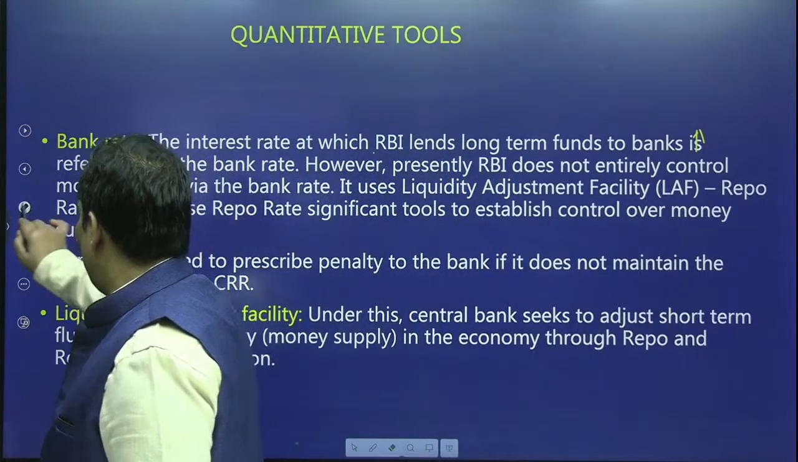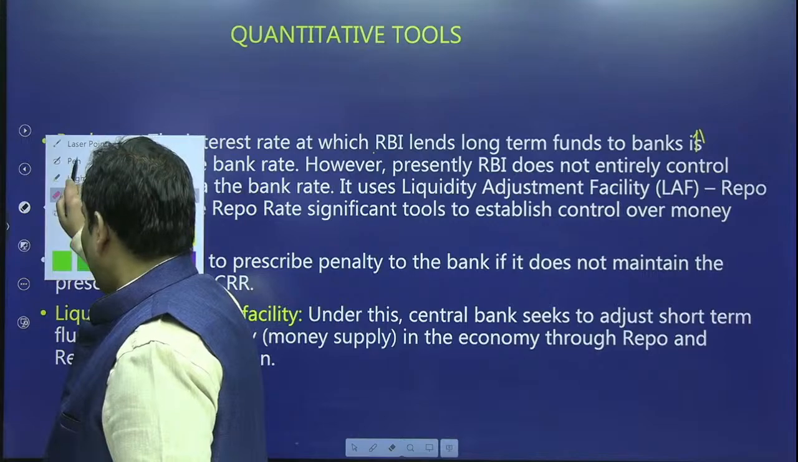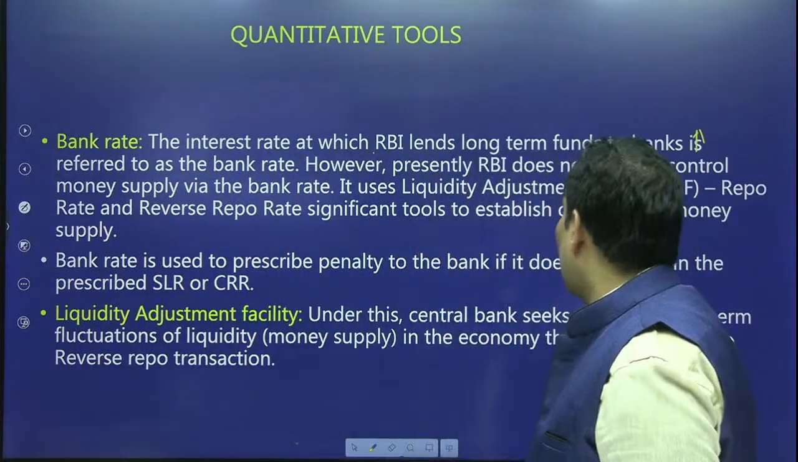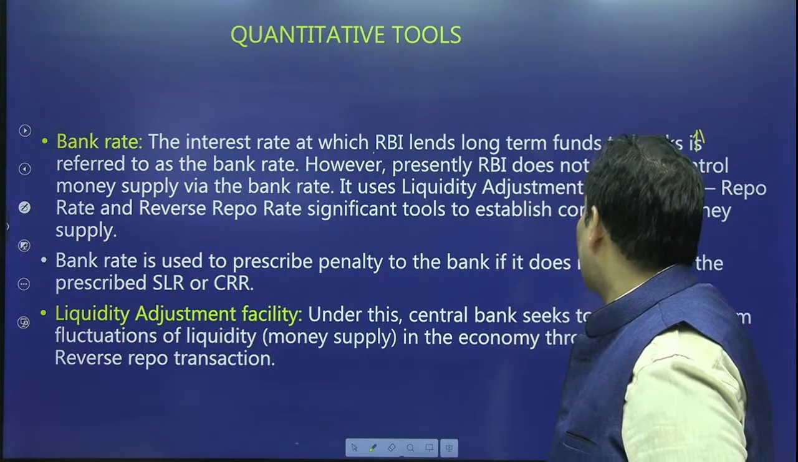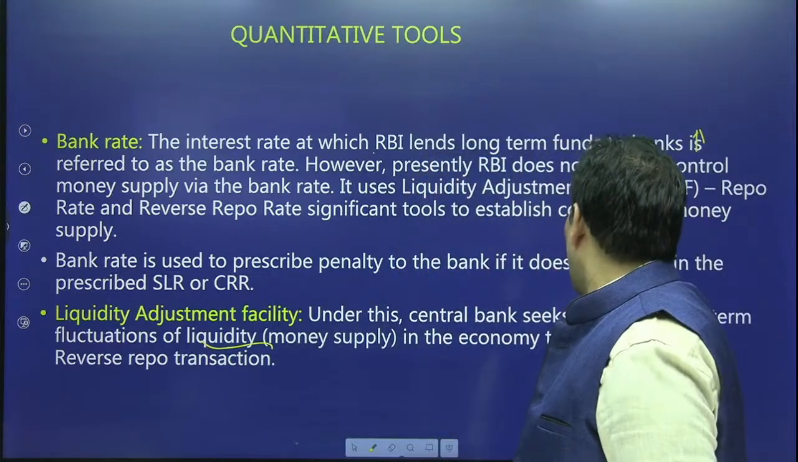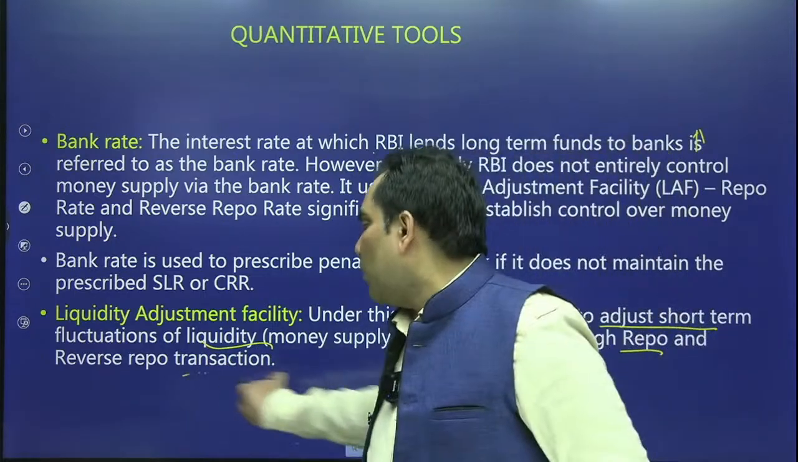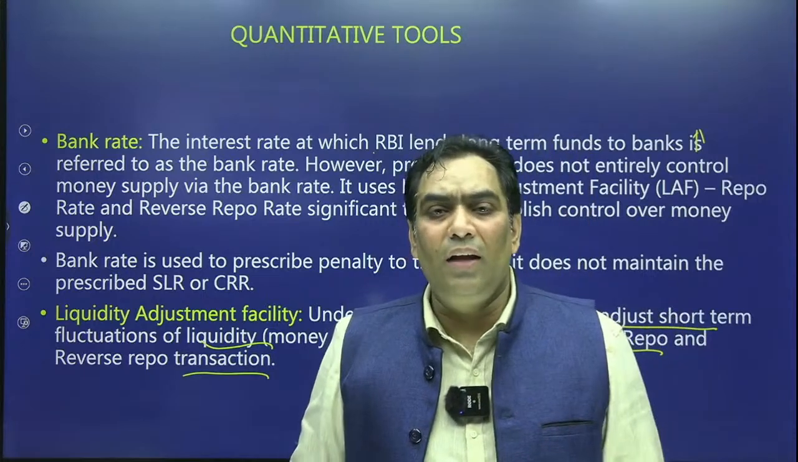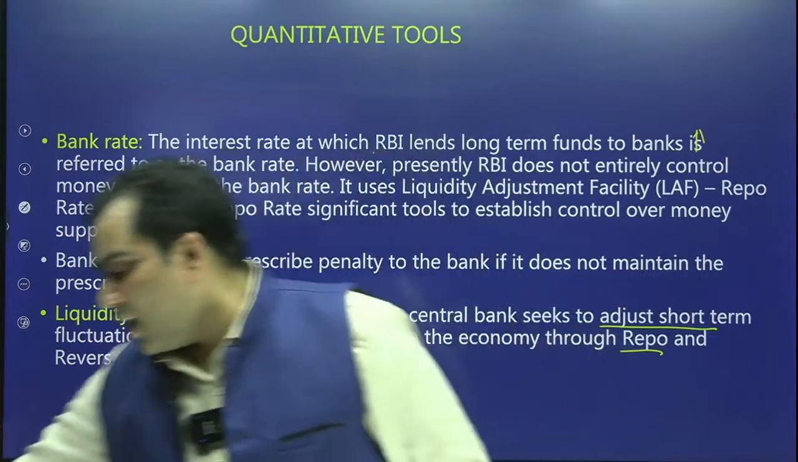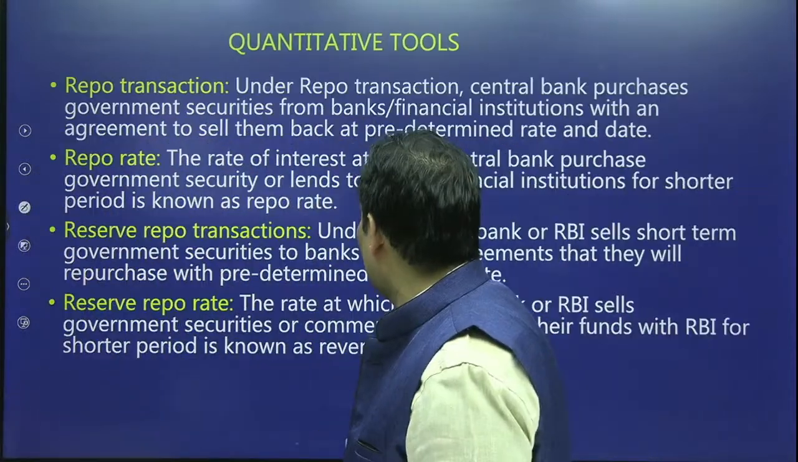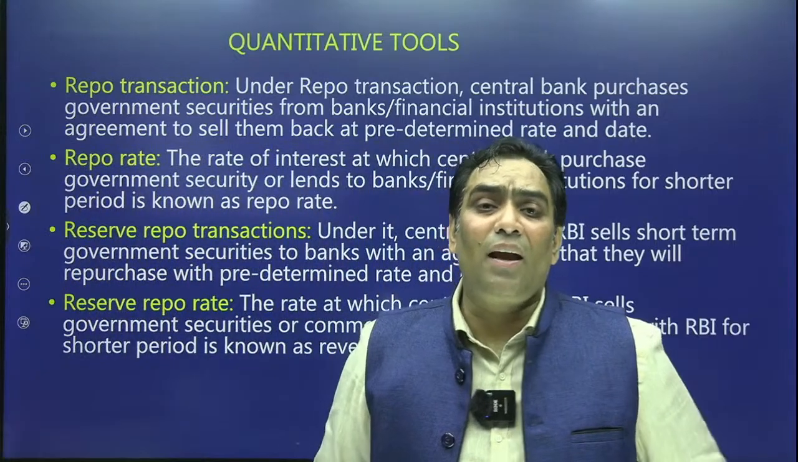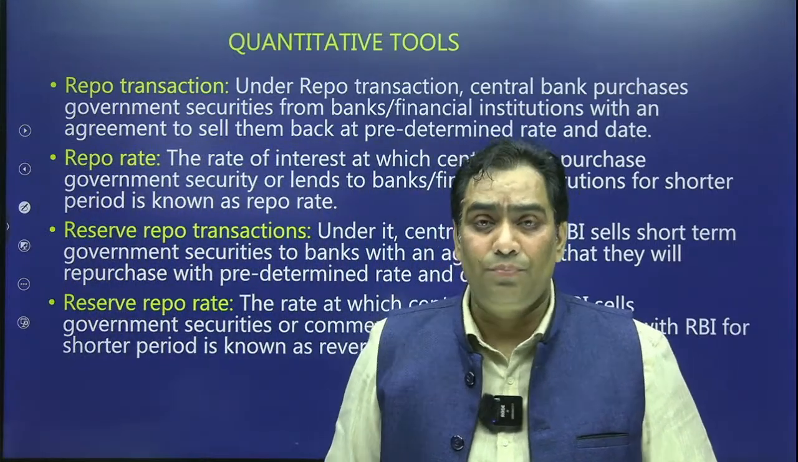As I said, under the liquidity adjustment facility, the central bank seeks to adjust short-term fluctuations in liquidity in the economy through repo or reverse repo transactions. What it means, we will discuss. These repo and reverse repo transactions take place at the repo rate or reverse repo rate.